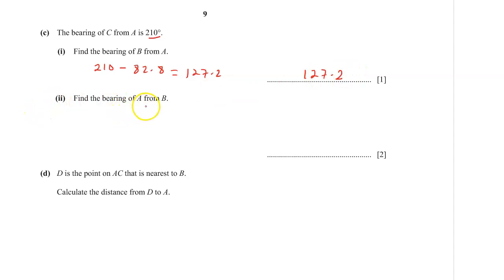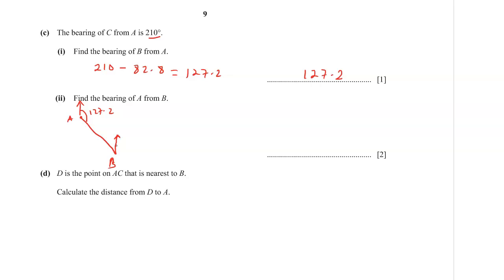Find the bearing of A from B. Of course, this is A, this is B, AB. Draw this. This angle here is 127.2. This is B.